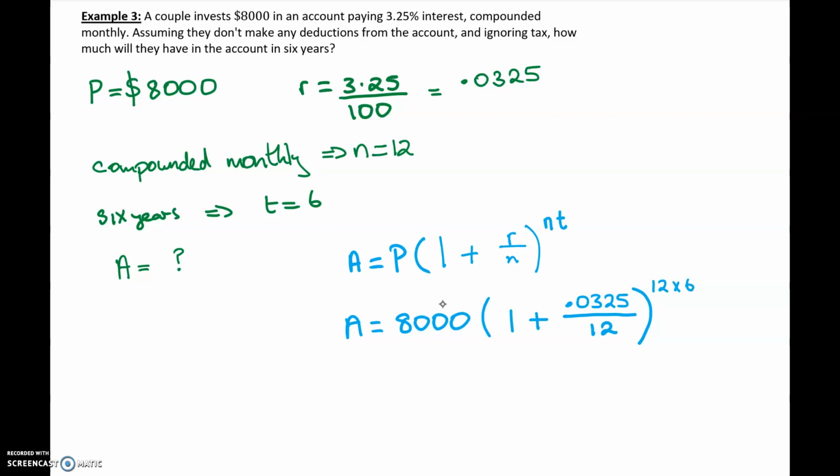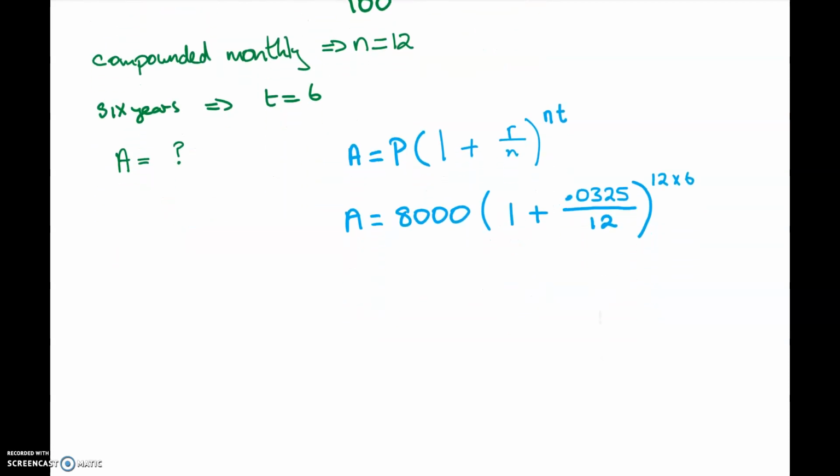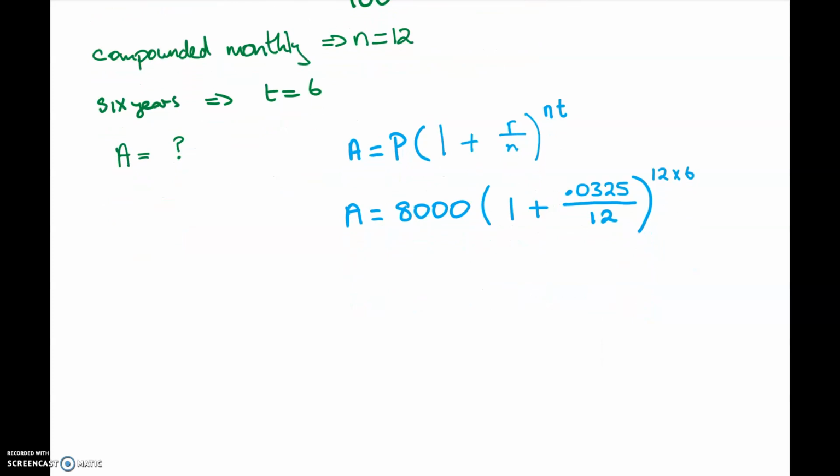Now the only thing I would advise you to do here, before we go to the calculator very shortly, is to do this first. Do this before you do the calculator. So then we're going to have A is equal to 8,000 times (1 plus 0.0325 over 12) to the power of 72, since 6 times 12 is 72.